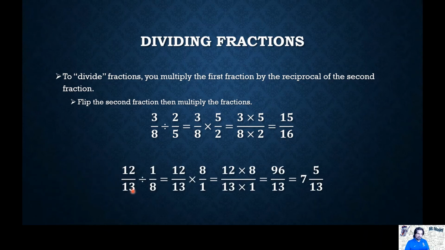Again, we have 12/13 divided by 1/8. The 1/8 gets flipped and multiplied. We have 12/13 times 8 over 1. All right. 12 times 8 is 96. 13 times 1 is 13. We get an improper fraction of 96/13, which could be written as 7 and 5/13. Otherwise, this will just stay as 96/13. That doesn't have any common factors. 13 is a prime number, so it is not going anywhere. The only way we could simplify this is if 96 was divisible by 13, and it is not.